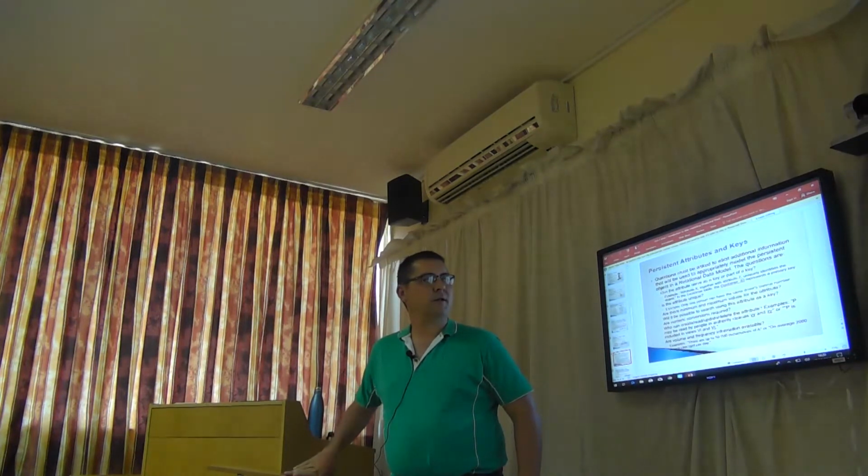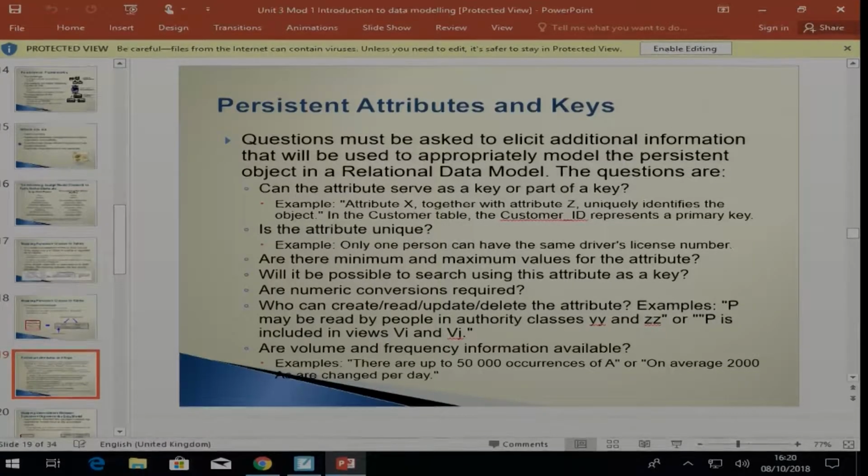Okay. Then who can create, read, update, or delete the attribute? Okay. That might be included in some views at some point, and of volume and frequency information available. Why does the volume and frequency play a role? Talks about a matter of how often are you going to store data in that table or in that database? How often do you think you're going to retrieve data? Okay.